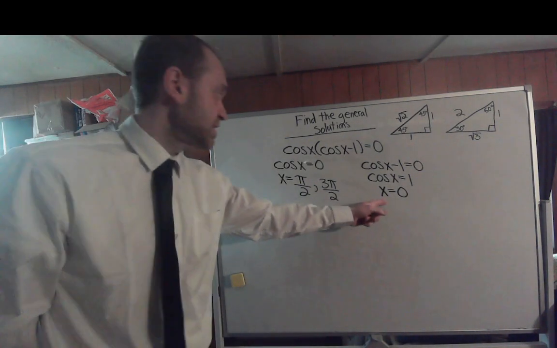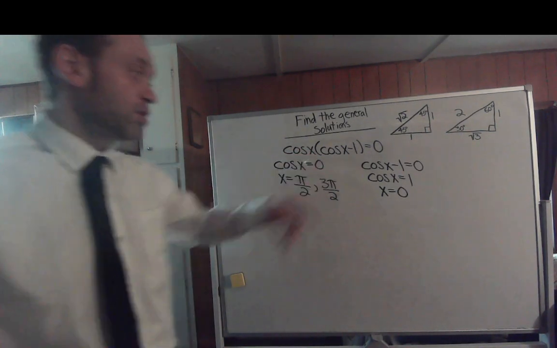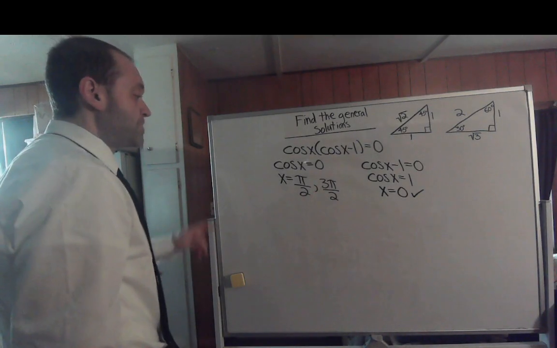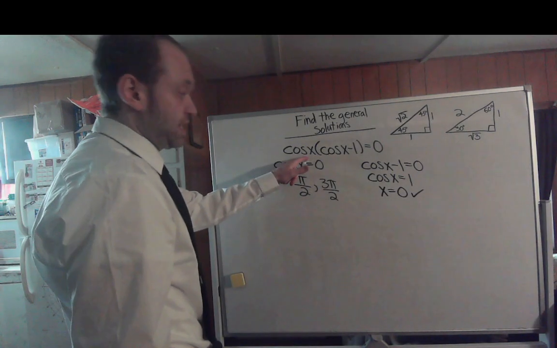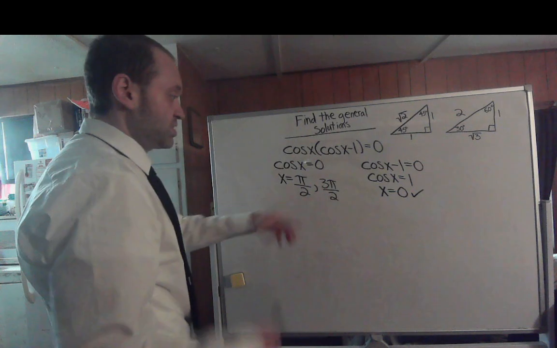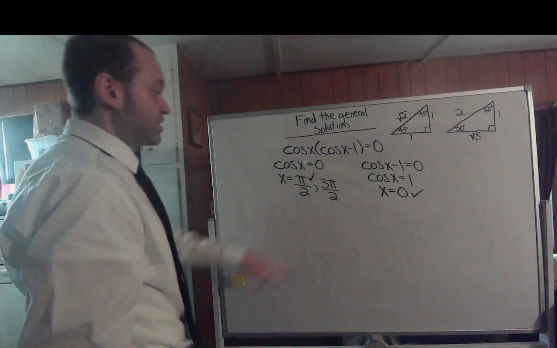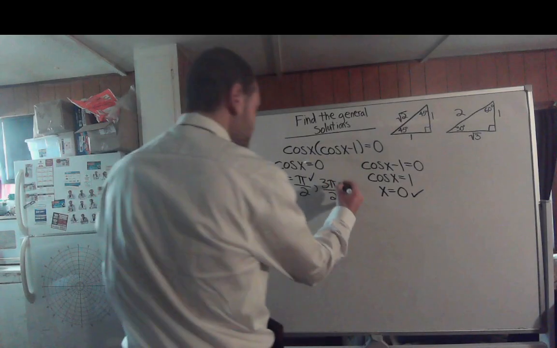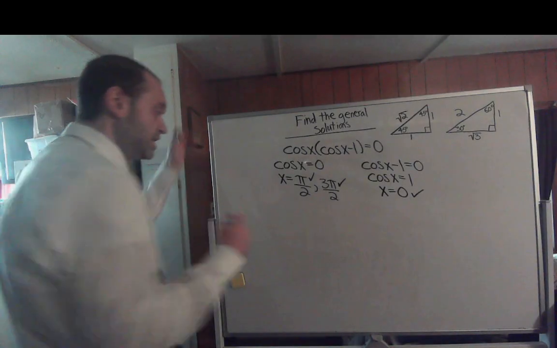So we need to see if any of these are extraneous solutions. So put in x equals 0 first. You would get 1 times 0. We know the 0 checks out. And then if we put in pi over 2, you would get 0 times negative 1, which is 0. So pi over 2 checks out. If you put in 3 pi over 2, you would get 0 times negative 1, which is also 0. So all three of these solutions check out. So how are we going to write this?